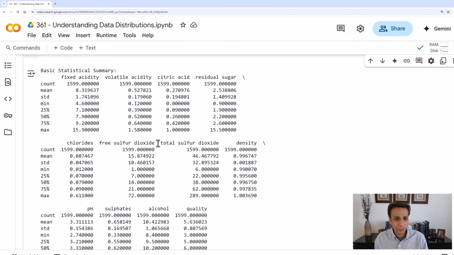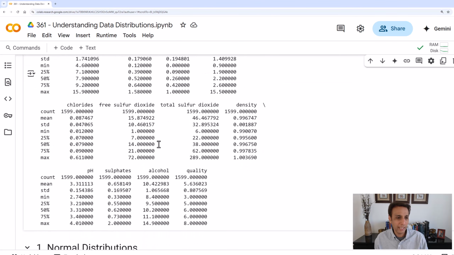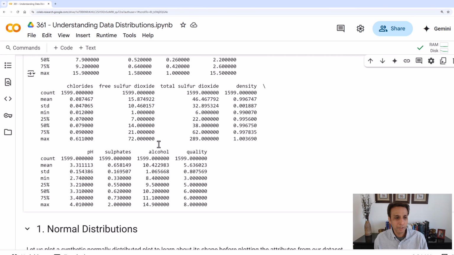And the only thing that we can actually relate to is the quality maybe. So the mean quality is 5.6 and standard deviation is 0.8 and the minimum value is 3. So the worst wine is rated 3, the best wine rated 8. And here is the different percentile information right there.